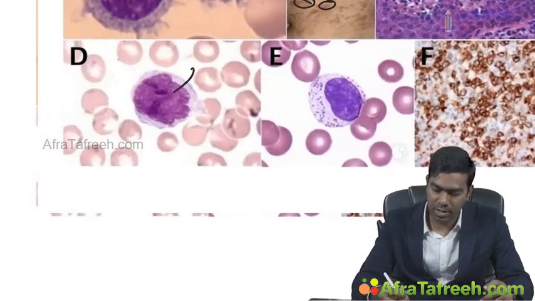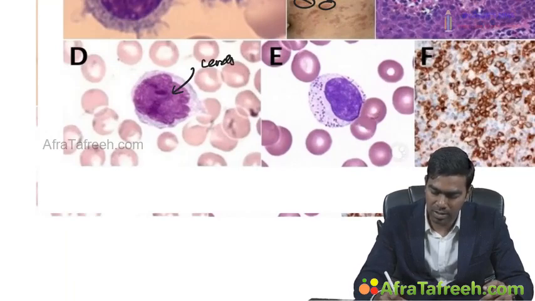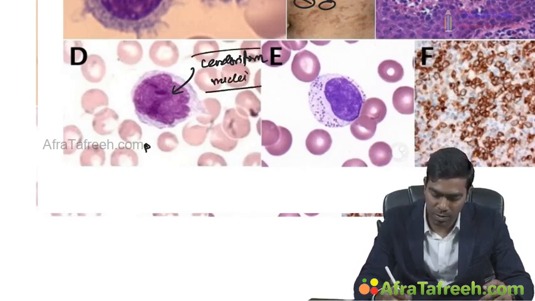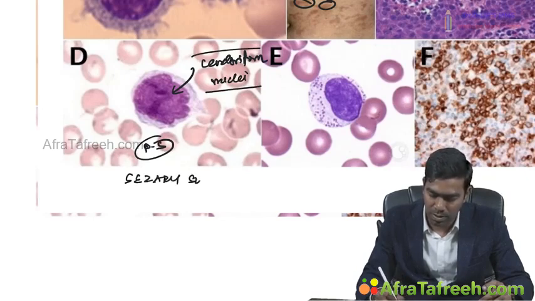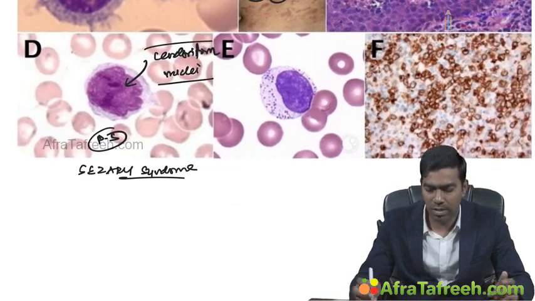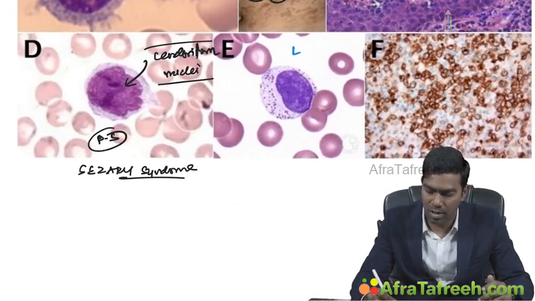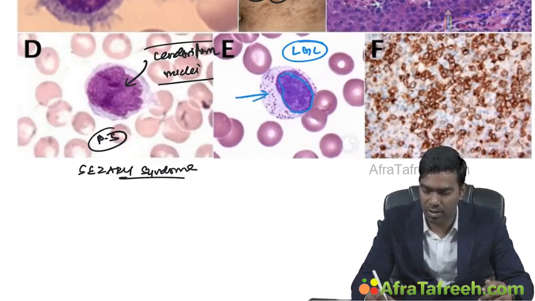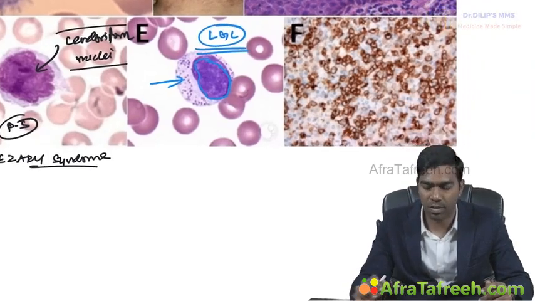And again, you can see this is the characteristic cerebriform nucleus in mycosis fungoides and Sézary syndrome, seen in the peripheral smear. So this patient should be suffering from Sézary syndrome. Clear? Fine. So what is this? This is actually a typical large granular lymphocyte in the peripheral smear. You can see these are the large granules, and this is a lymphocyte, you know that.